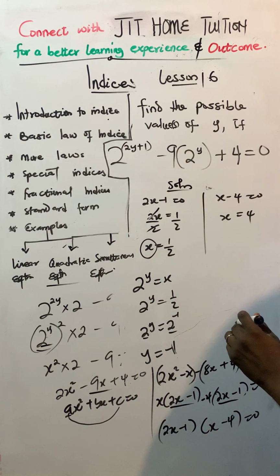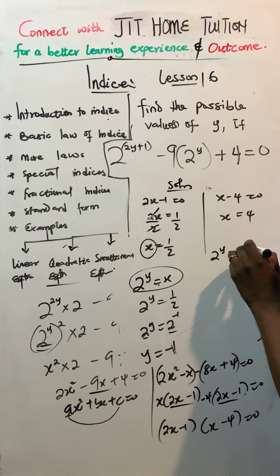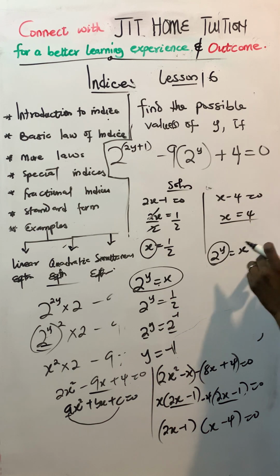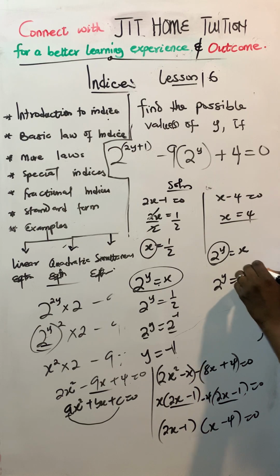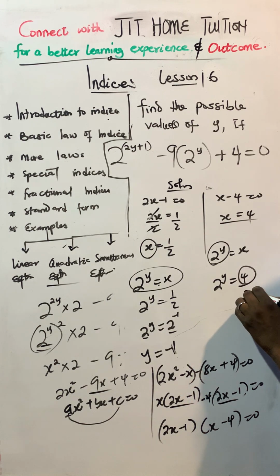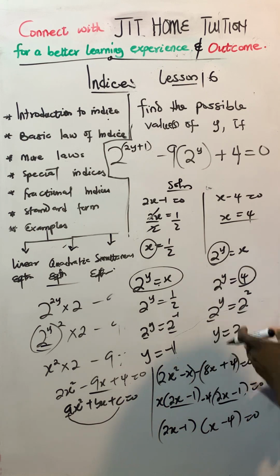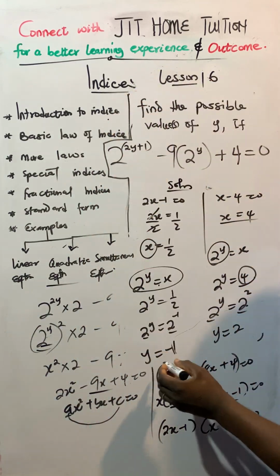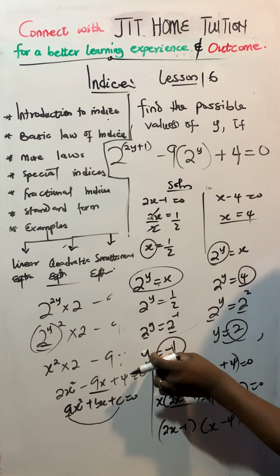Then you come to this side also. We've already established that 2 exponent y equal to x. So if x is equal to 4, in place of this, that will become 2 exponent y equal to 4. Then you change the base, giving you 2 exponent 2 equal to 2 exponent y. Since the bases are the same, you equate the powers. Then you have y to be equal to what? 2. Now, the question was saying find the possible values of y. So these are the possible values of what? y. That is -1 and 2.